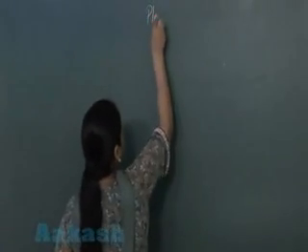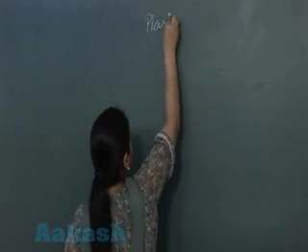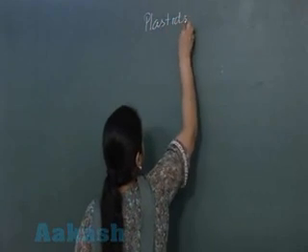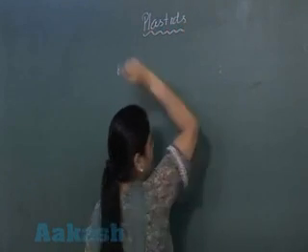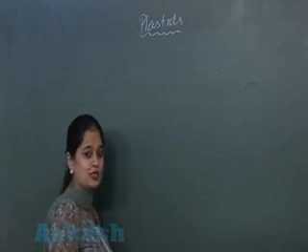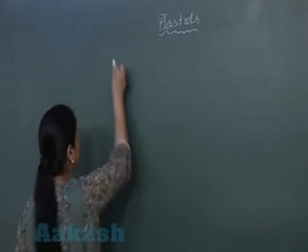Hello students, in the last class I had discussed the structure of the plasma membrane along with the mitochondria. Today I will be starting with the organelle, that is plastid. So let's start with it. Now the term plastid was given by the scientist Haeckel.